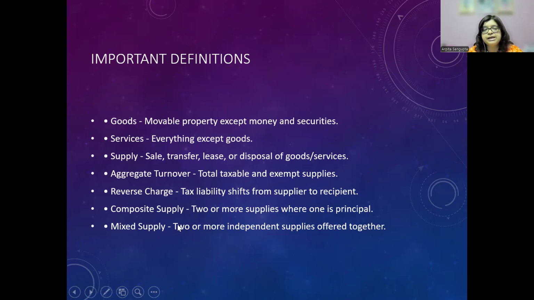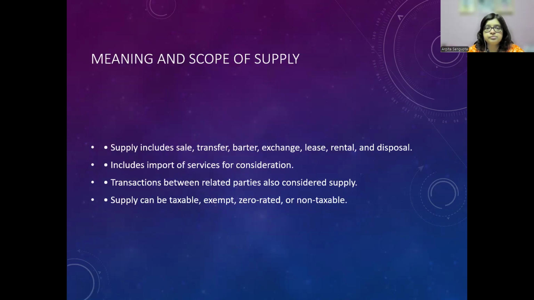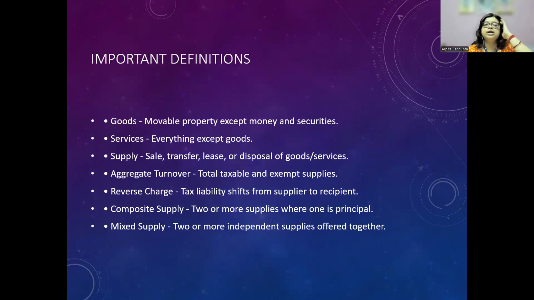In case of mixed supply, if the items consist of different GST rates, the rate which is the highest among all the goods will be applicable on the whole supply. And in case of composite supply, the tax on the principal supply will be applicable. This is the principal supply, that is tax on laptop. The rate of the principal supply will be applicable on the whole supply.